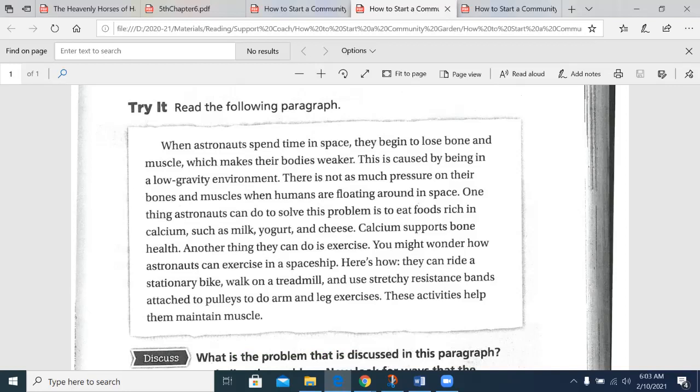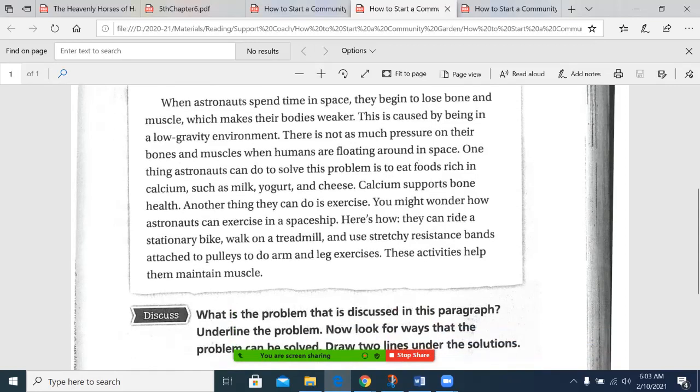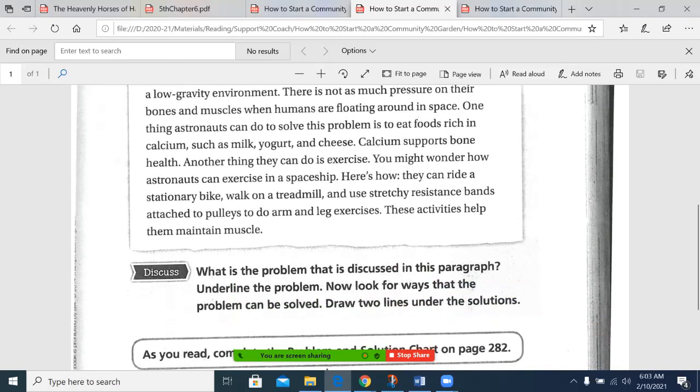Another thing they can do is exercise. You might wonder how astronauts can exercise in a spaceship. Here's how. They can ride a stationary bike, walk on a treadmill, and use stretchy resistance bands attached to pulleys to do arm and leg exercises. These activities help them maintain muscle. So what is the problem that is discussed in this paragraph? And now look for ways that the problem can be solved.